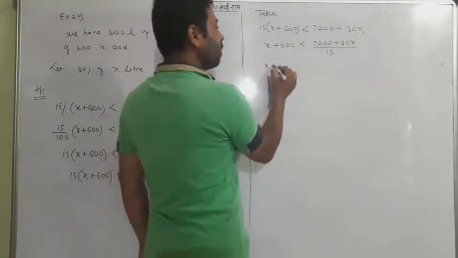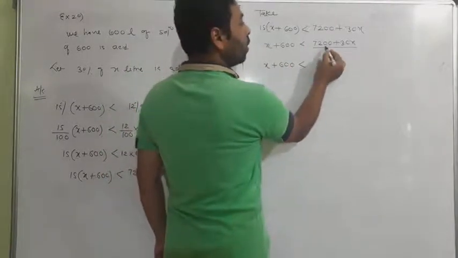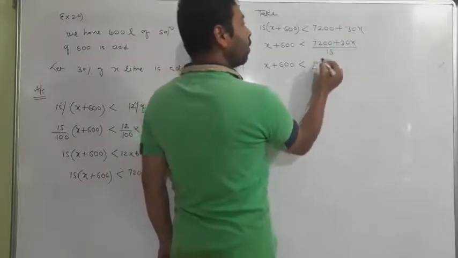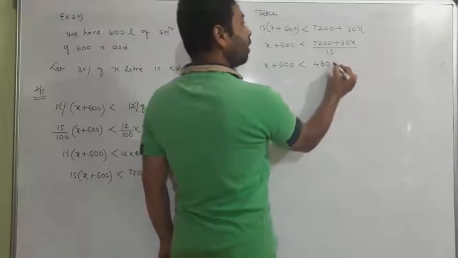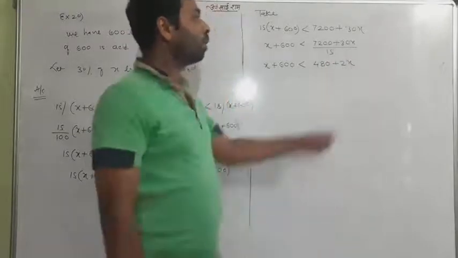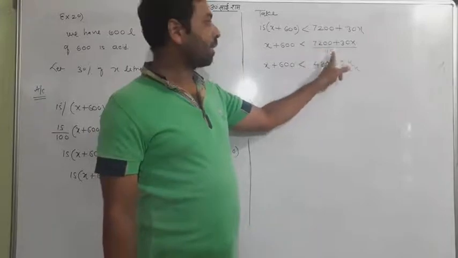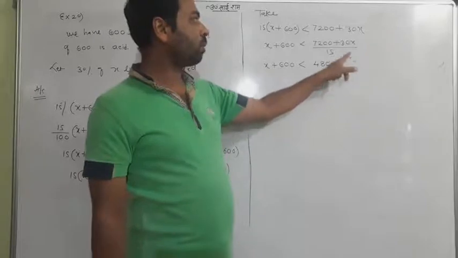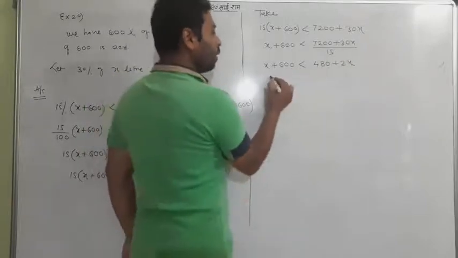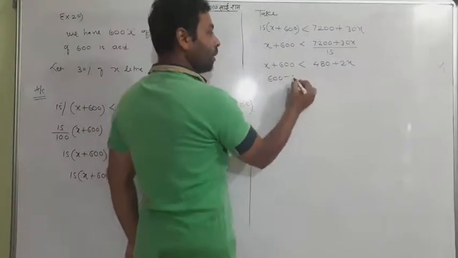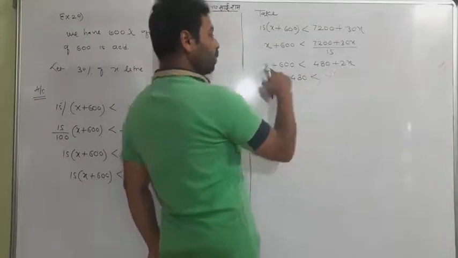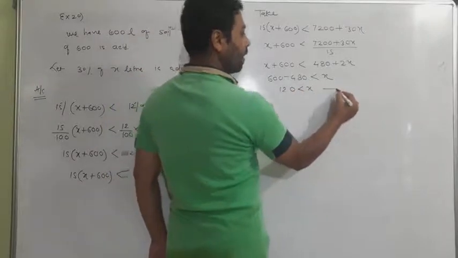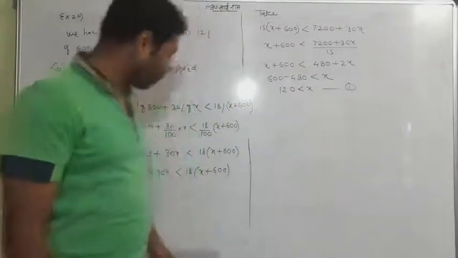And you can understand that when I take out 15 common, 15 and 15 cancel. What will remain here? 15 4s are 60, 15 8s are 120, 15 0 0, and 2X. What I have done: take out 15 common and cancel. So after taking 15 common, here 15 4s are 60, 15 8s are 120, and 2X will be there. Now we can find very easily 600 minus 480, and 2X minus X will be X. So your answer is 120 less than X. This is the very first inequality we have got after taking the first two.